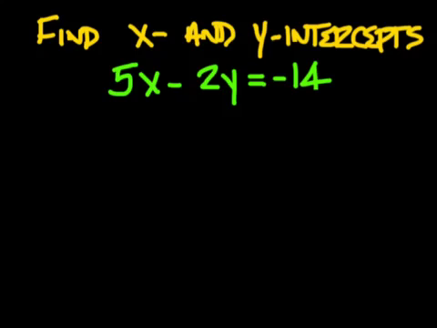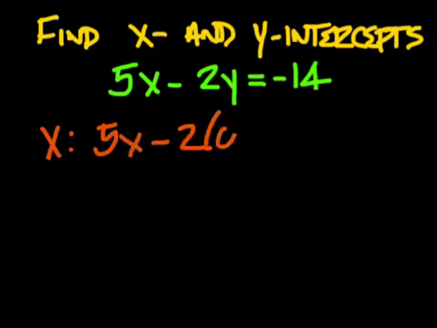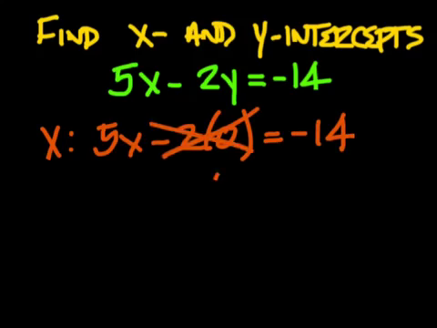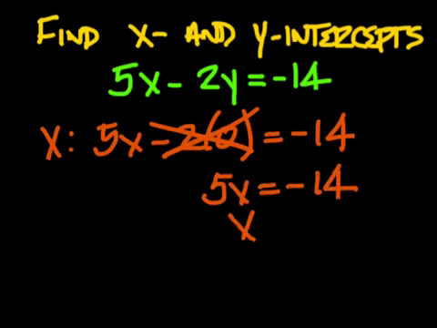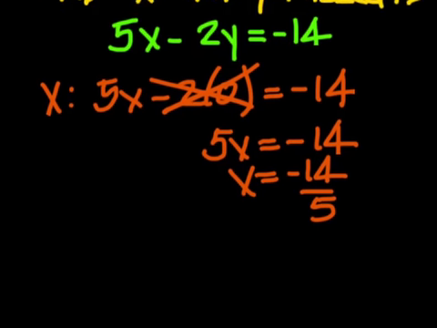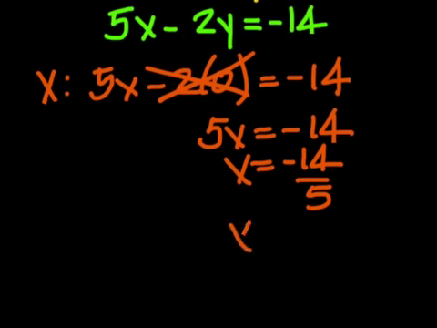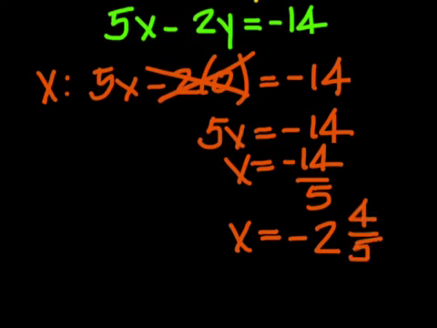On the practice problem, to find the x-intercept, we insert a 0 in for y, and that's going to make the y term cancel out. You're left with 5x equals -14. Divide -14 by 5. Change it to a mixed number. 5 into 14 twice with 4 left over. Put that over the 5.